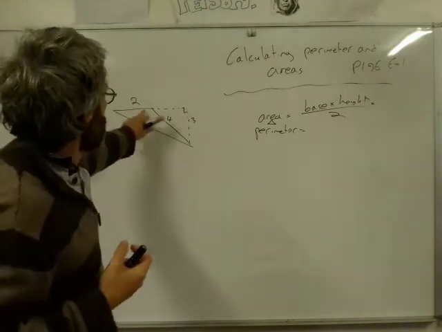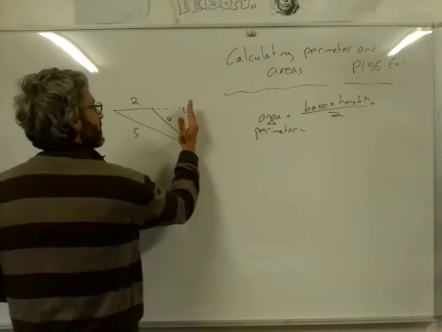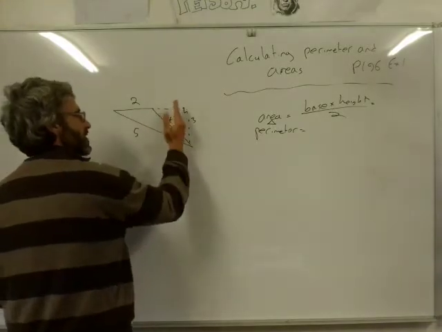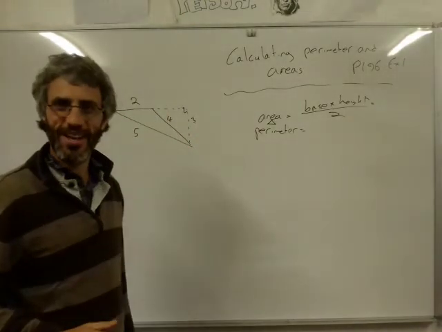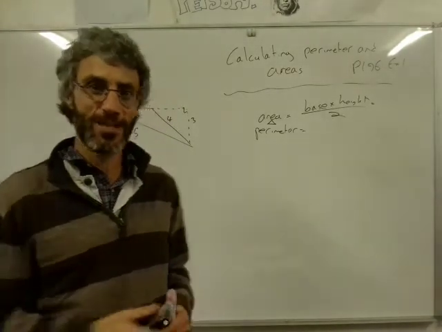Okay? When there's an angle with more than 90, what happens is that the height to that base is actually outside of the triangle. Okay? So far we looked at the height when it's inside the triangle. Sometimes the height could be outside of the triangle.